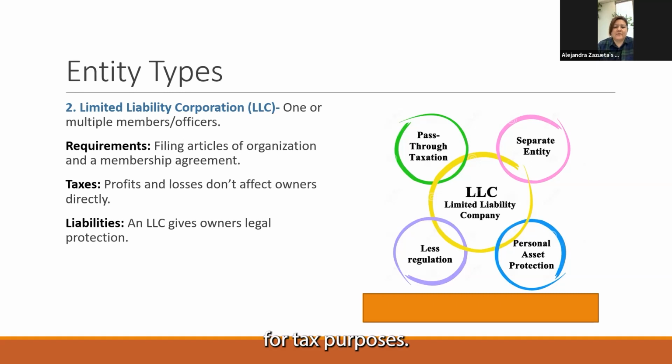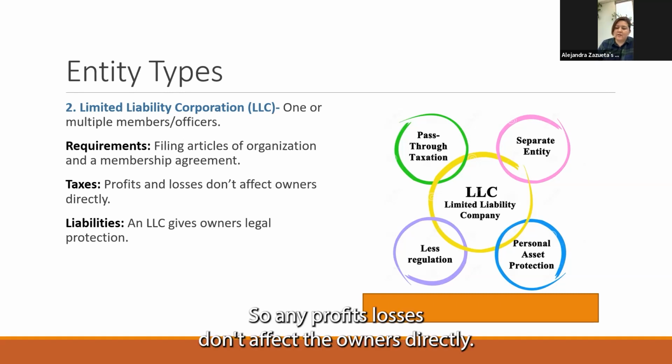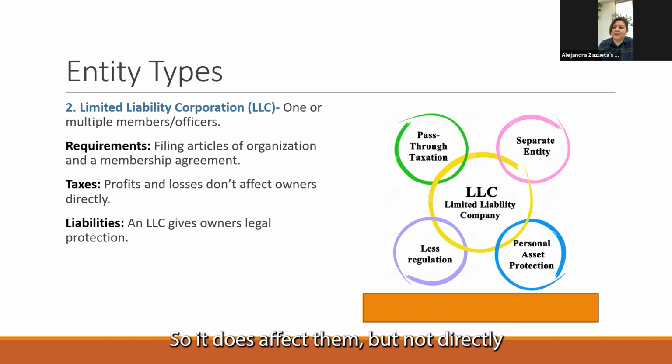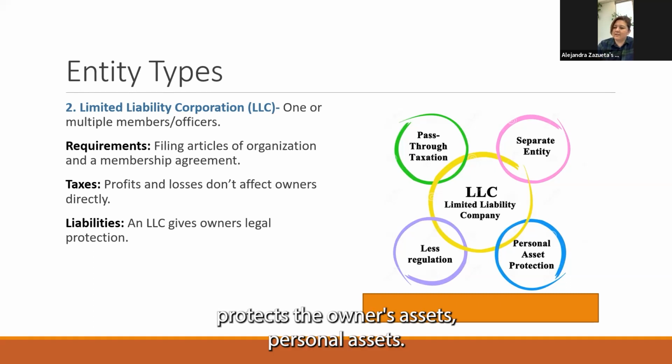For tax purposes, any profits or losses don't affect the owners directly. Obviously, if the business has any losses, then the owners don't get paid, so it does affect them, but not directly. For liabilities, this is a huge one that the LLC provides. It gives them legal protection. Any lawsuit, any debt, anything, the LLC protects the owners' personal assets. Next, please.